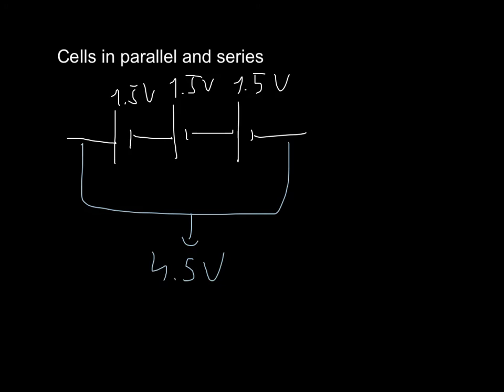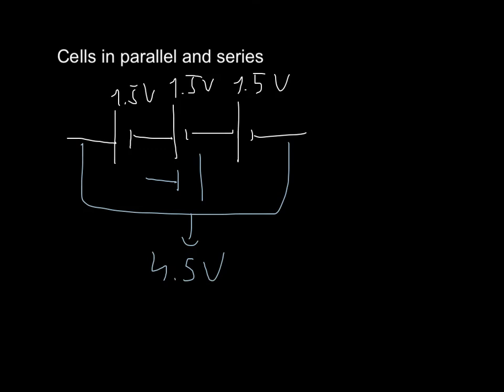Now what would happen if, for example, one of these cells was facing the other way? Well, that wouldn't be very smart, would it? Because this cell would be counteracting this one here. So instead of adding up, this one would be subtracting. And then what I would have was 1.5 minus 1.5, that's 0, plus 1.5, 1.5 volts. So be careful. Yes, cells add up in series, but only if they're facing the same way. If I put one the other way around, then I mess things up.